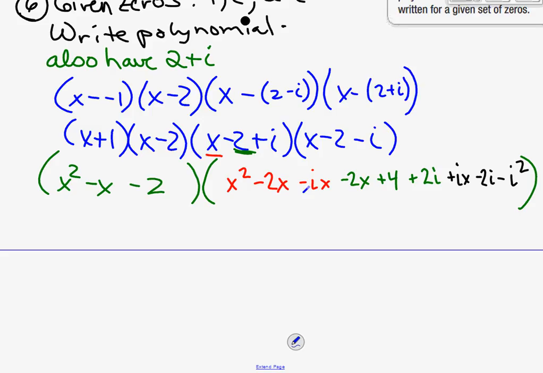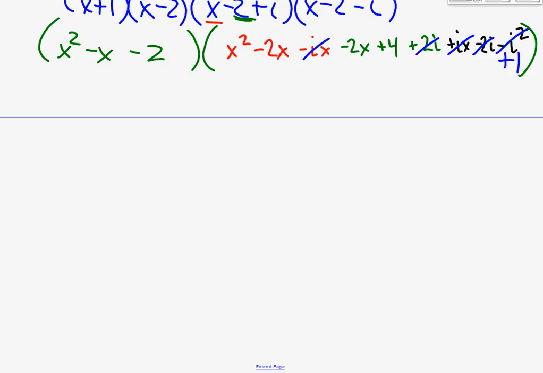And so now I'm just going to do lots of cleaning up. I have minus ix and plus ix. I'm happy with that. I have plus 2i and minus 2i. I have my minus i squared, which is plus 1. And so I'm just going to leave my first 3-term thing as x squared minus x minus 2, and I'm going to try to clean this one up all together. So that's x squared minus 2x and minus 2x, so minus 4x, and plus 4 and plus 1 is plus 5.